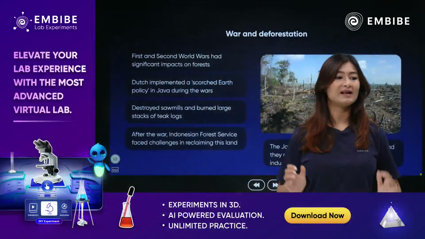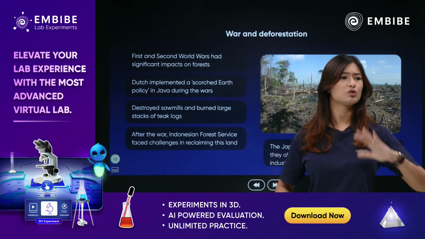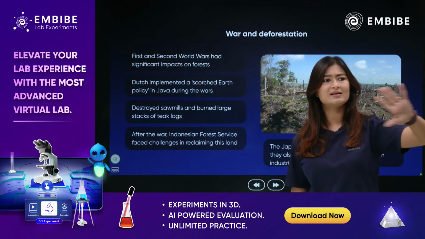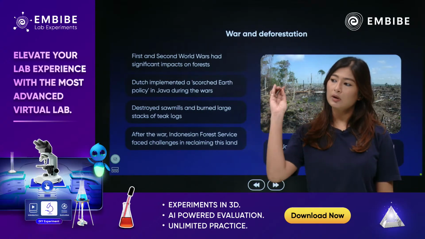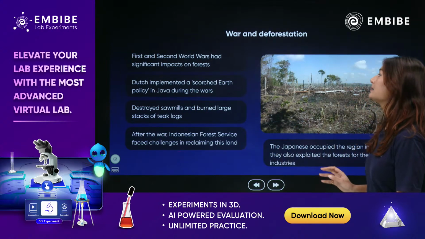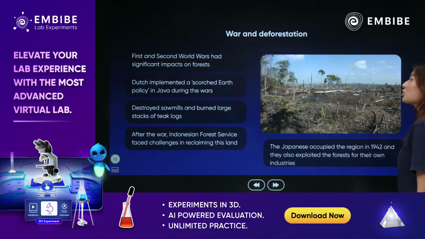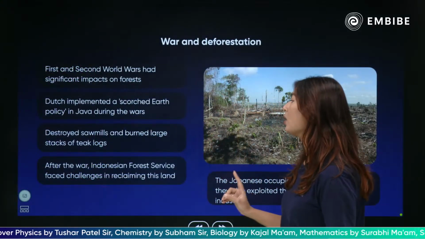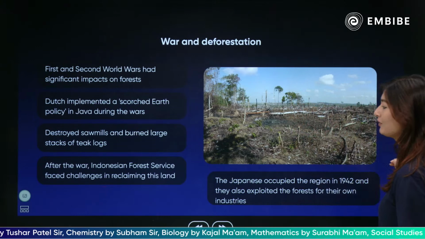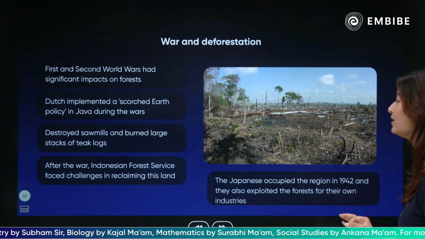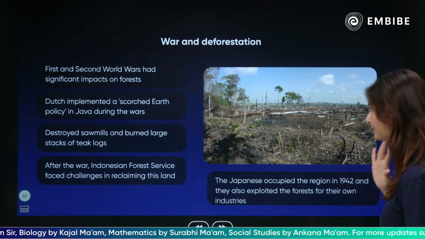कि जितना कुछ बेस्ट मैनेज हो सकता है, आर्म्स हो, एमिनिशंस हो, रेलवेज हो, शिप्स हो, ठीक है, हमारे पास बेस्ट होना चाहिए, मैक्सिमम होना चाहिए, और उस चक्कर में और जंगलें कटेंगी और पेड़ गिरेंगे, ठीक है. So Dutch implemented a scorched earth policy in Java during the wars, where they destroyed sawmills and burned large stacks of teak logs. After the war, Indonesian Forest Service faced challenge in reclaiming this land.